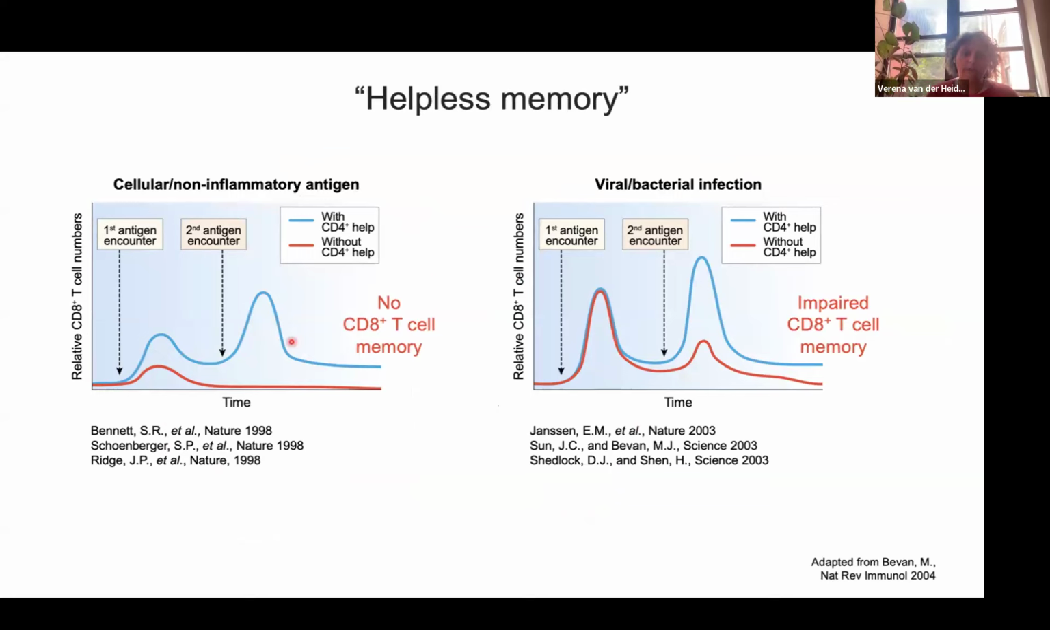The purpose of memory, as I mentioned, is that you generate a better secondary effector response. And what people were observing was that when CD4 T cells were not present during this early effector stage, or the priming stage, this did not happen. What is important is that there are two different scenarios. When you don't have CD4 T cell help at the very beginning, when you encounter your first antigen, you usually also don't have a very good primary response. And that being the case, it is very surprising that when you do see a very good primary response during viral or bacterial infections, even when there are no CD4 T cells present during priming, you still end up with this very bad memory.